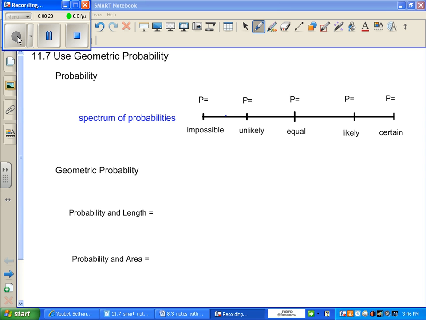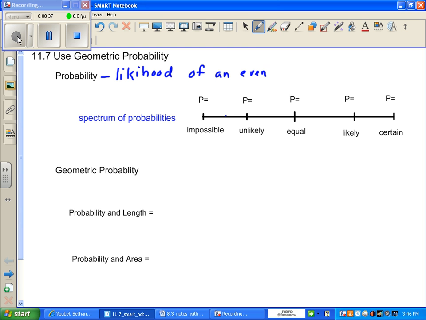The definition of probability is the likelihood of an event occurring. And here's a spectrum of probabilities. If something is not going to happen and is impossible, the probability of that event would be 0. If something was certainly, absolutely, positively going to happen, the probability of that event would be 1.